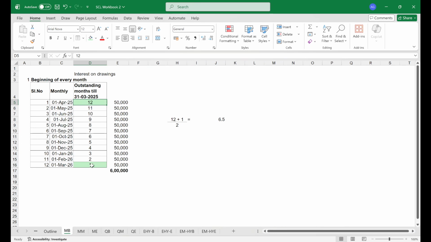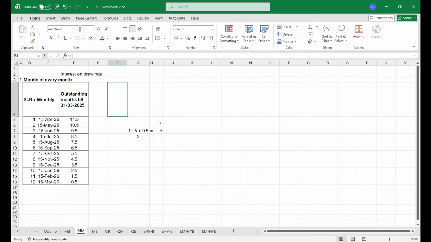So here 12, here 11. So once you have understood this concept, rest of every scenario will become extremely simple. Now let us go to the next scenario. What if the partner withdraws at the middle of every month?